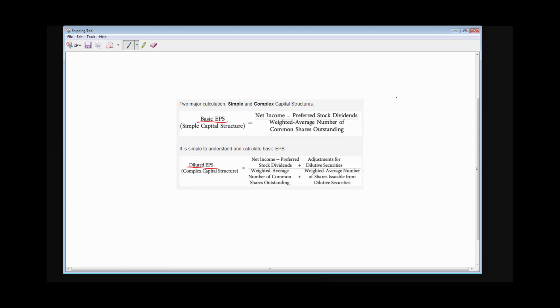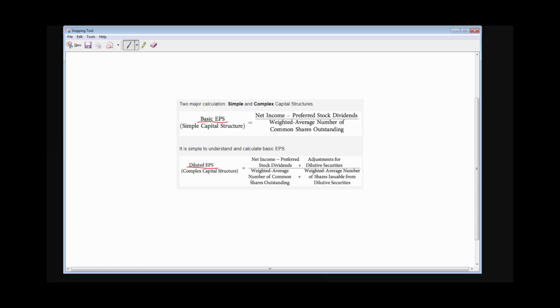So diluted earnings per share is used for more complicated capital structure. That means for this type of company, it not only includes common and preferred stock, it also includes debt and any other dilutive securities. Okay. For example, a lot of firms issue convertible bonds and convertible preferred stock. These actually can be executed during a calendar year and become common equity. So this kind of security has a dilutive effect on the company's earnings per share.